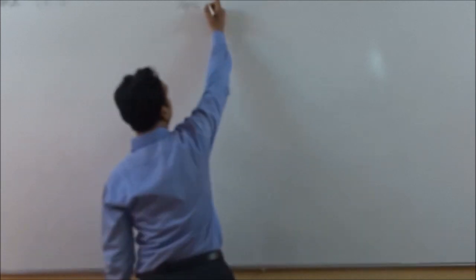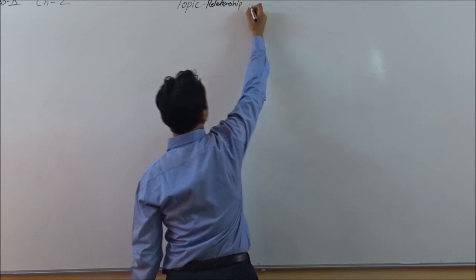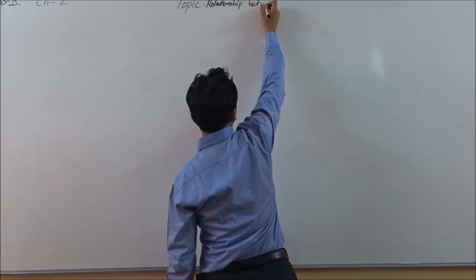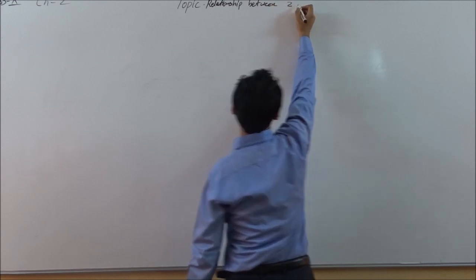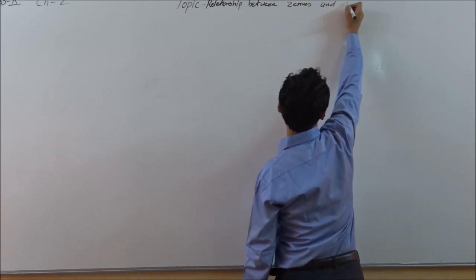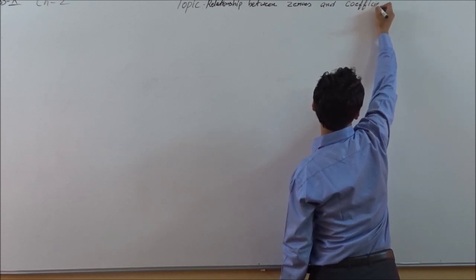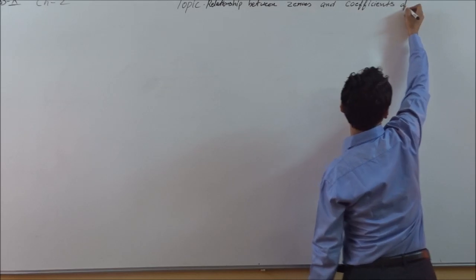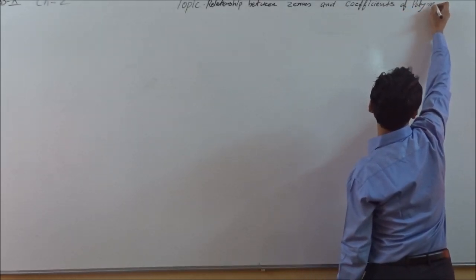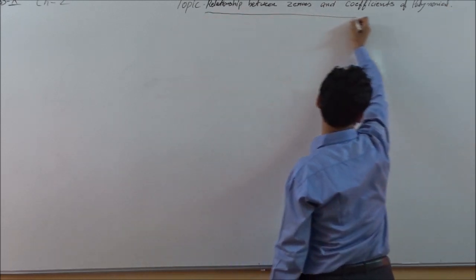So the topic is relationship between zeros and coefficients of polynomial. This is a very important topic. A 4 marks question is based on this topic.